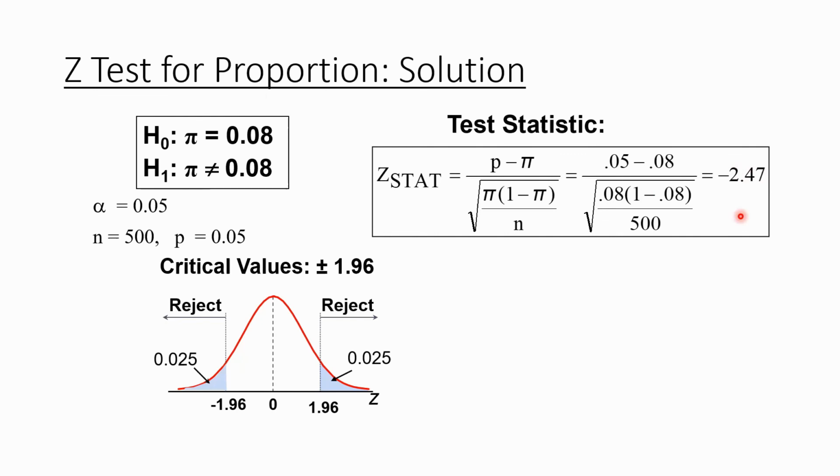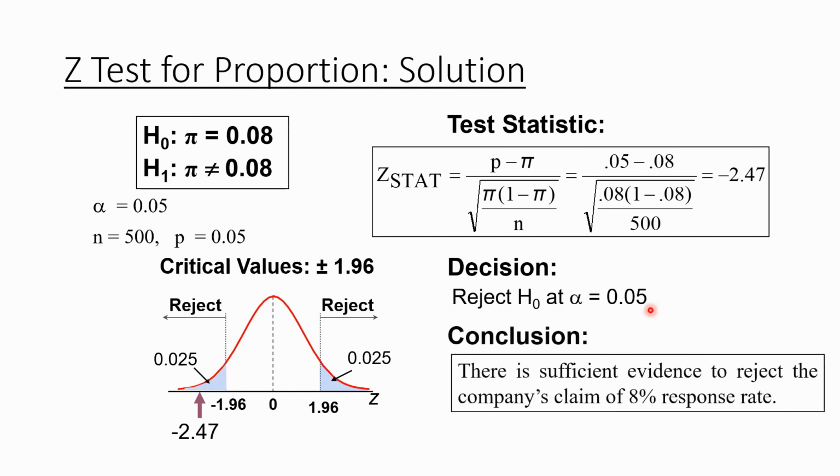So what is your decision? Your minus 2.47 is less than minus 1.96, which is in the rejection region or this shaded region. So your decision would be to reject H0 at alpha equals 0.05. So don't forget to mention that when you're saying to reject H0, you have to mention at what level of significance you are rejecting it, at 0.05. And also, that is your decision. You have to write your conclusion as well. There is sufficient evidence to reject the company's claim of 8% response rate. So this is the critical value approach.